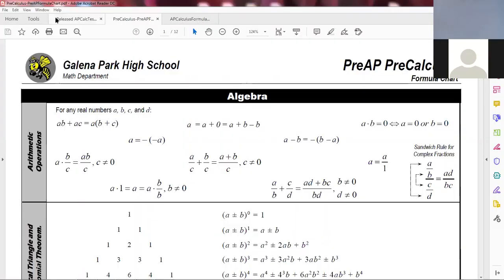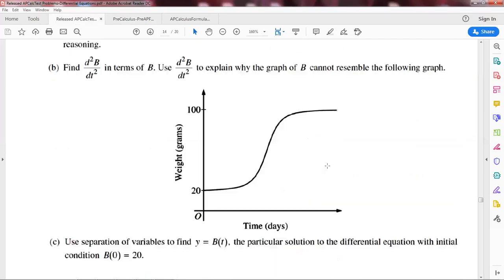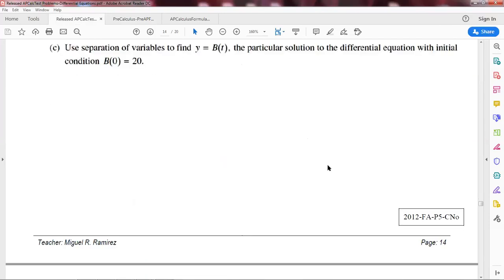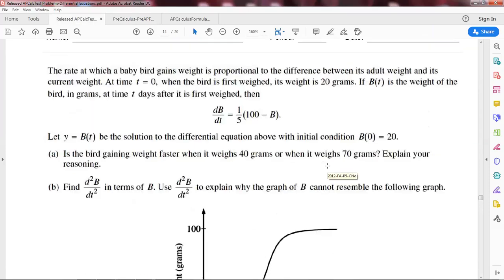Okay, today we're going to do this problem. This problem is the 2012 problem number 5, no calculator allowed. This is differential equations, and we have to solve different questions here.